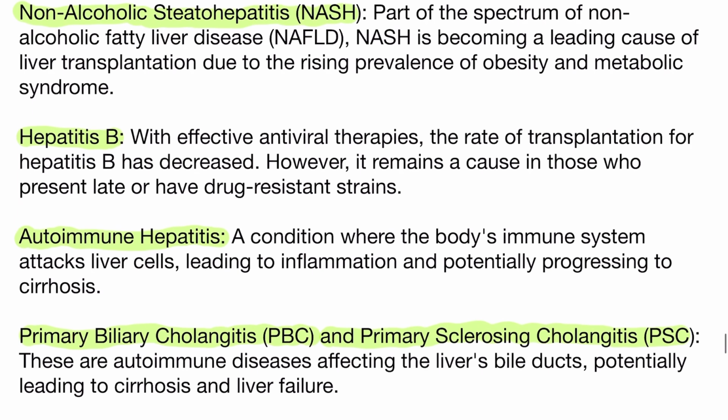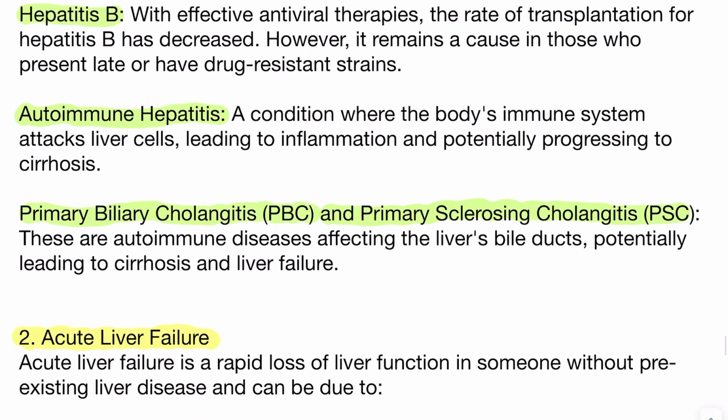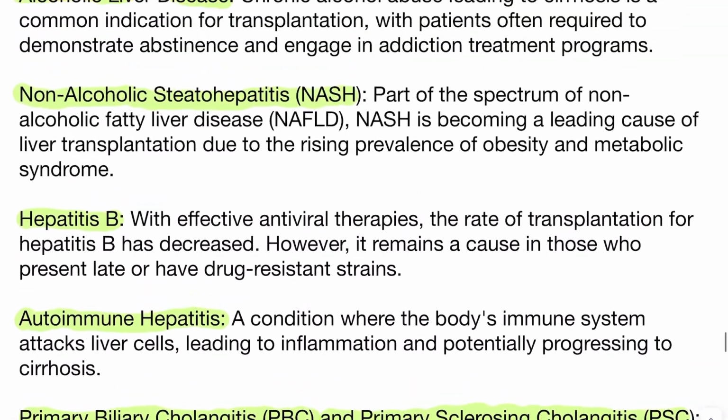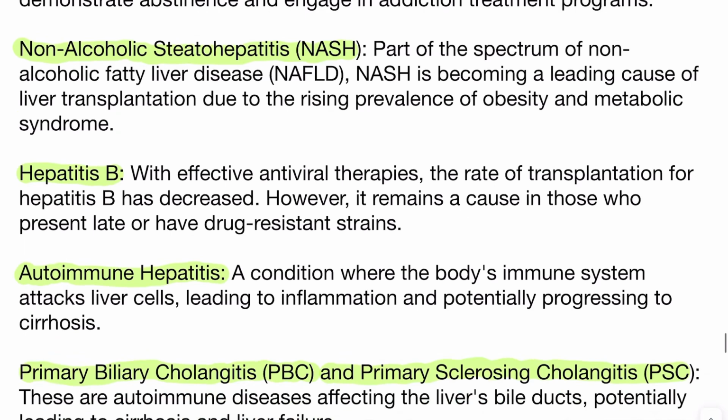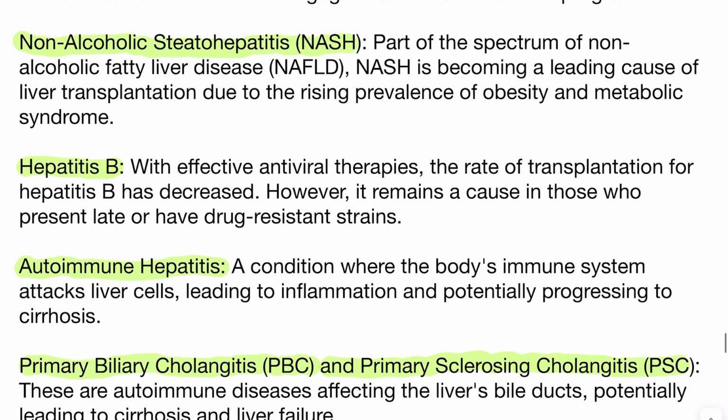Autoimmune hepatitis, in which the body's immune system attacks the liver cells, can lead to inflammation and potentially progress to cirrhosis, so it is another cause of liver transplant. Primary biliary cholangitis and primary sclerosing cholangitis affect the liver bile ducts, leading to cirrhosis and liver failure.